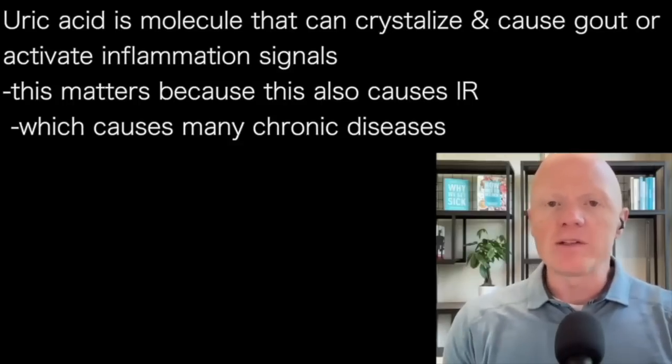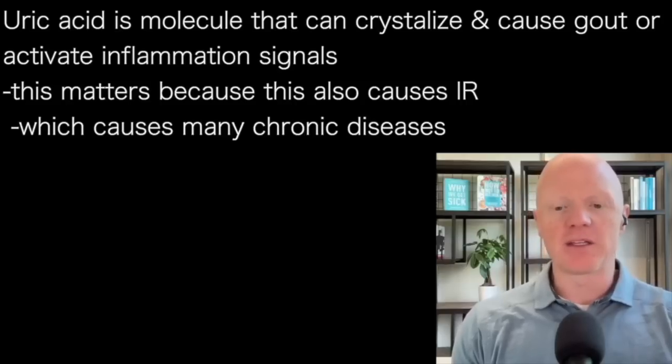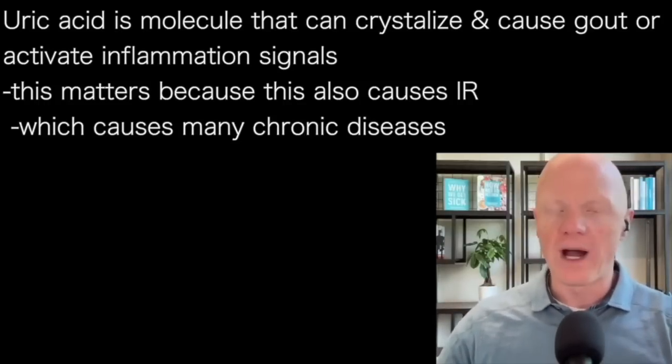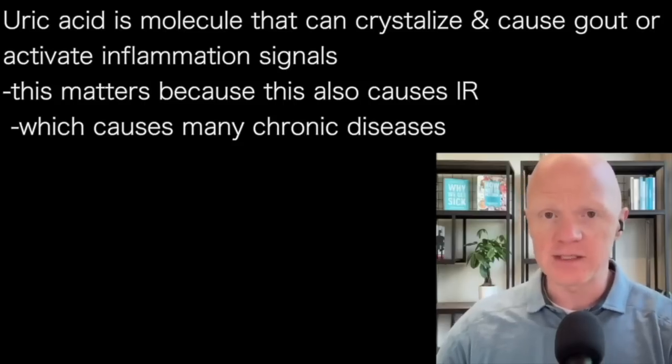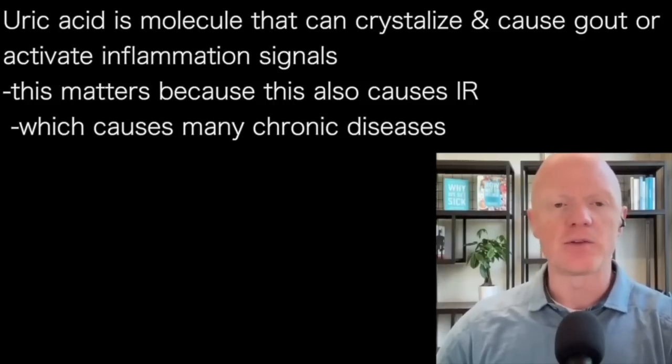All right, now where does uric acid come from? At this point, you understand generally what uric acid is. This molecule in the blood that has the potential to both crystallize together, causing gout, or just activate inflammation signals. You have a better understanding of why that matters in the context of insulin resistance, which we're going to revisit when we talk about solutions to this. But then let's move on now to discussing, where does uric acid come from?